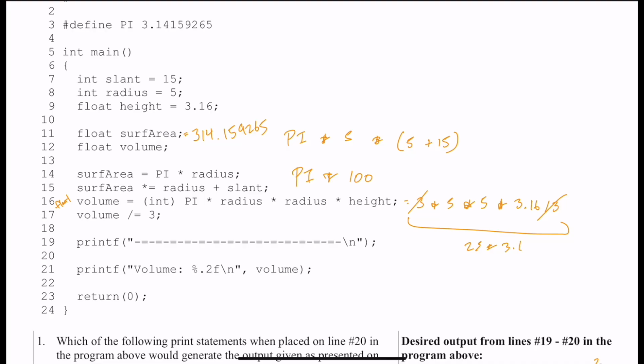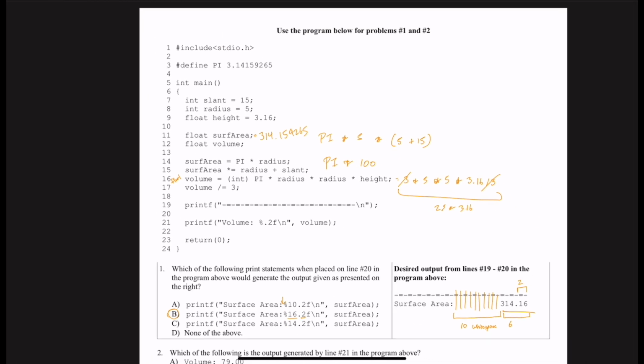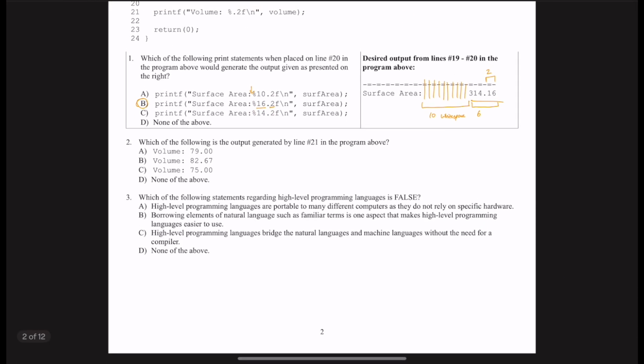times 3.16. And because volume is a float and not an integer, we do keep anything after the decimal place. So therefore, our answer is going to be 79. This is not because it was an integer, but it just happened to be a whole number. It's not anything after the decimal place, no fraction remainder. So the answer is A.